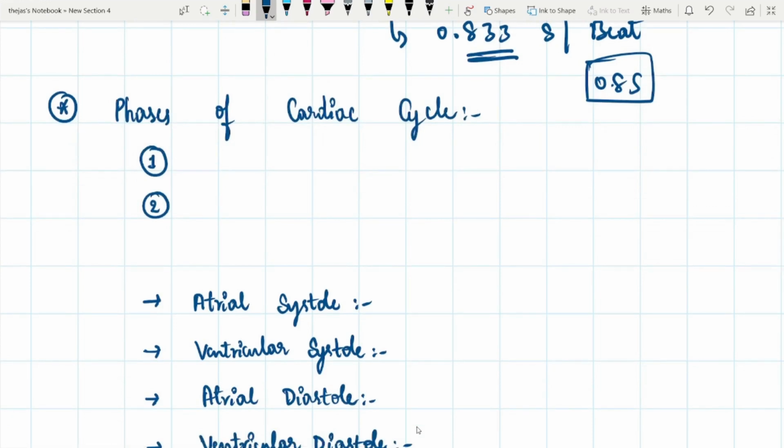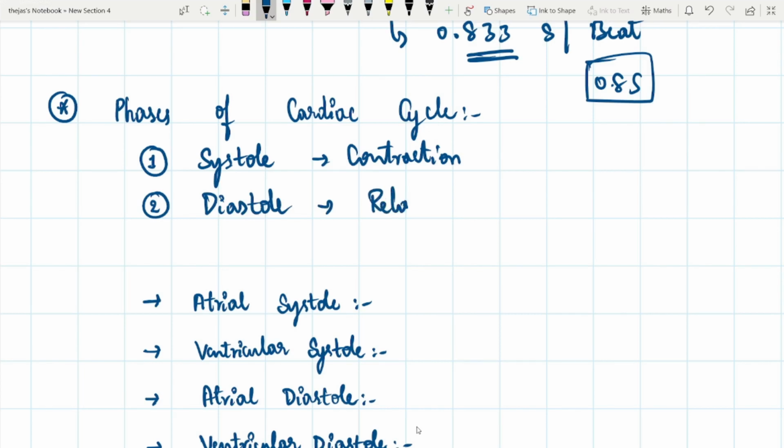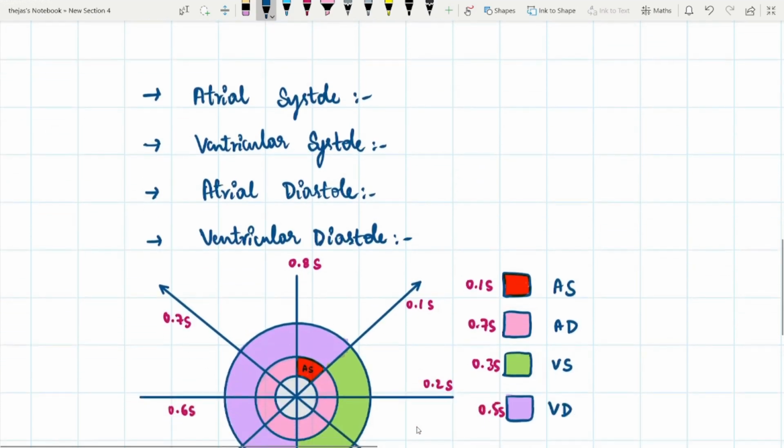And now we'll go to the phases of the cardiac cycle. There are two phases. One is systole, which means contraction. Here the systole includes both systole of atria and ventricles. The second phase is diastole, which is nothing but the relaxation phase. This is the contraction phase, and this is the relaxation phase. Again, under systole there is atrial systole and ventricular systole. Again, in diastole there is atrial diastole and ventricular diastole.